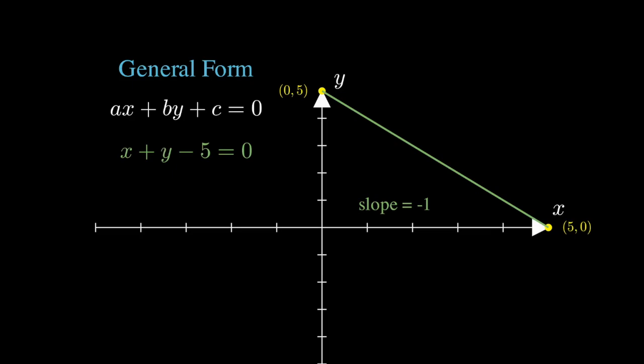Its key advantage is its versatility. It can represent vertical lines and all other lines without issue. It makes certain algebraic manipulations, like solving systems of equations, more straightforward. And it directly gives a normal vector, (A, B), to the line, which can be useful in geometric calculations. In short, while less visually intuitive, the general form is a powerful, standardized tool for working with linear equations.